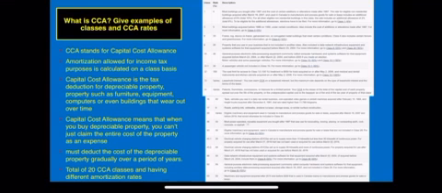There's a total of 20 CCA classes and having different amortization rates. An example of a CCA class would be Class 10, which motor vehicles fall under, with a depreciation rate of 30.